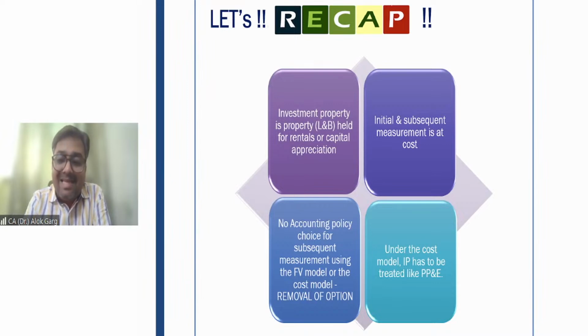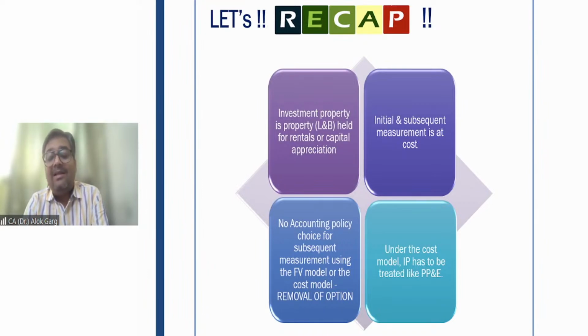Or the company is actually using it for earning rental, then it is an investment property. Or the company has purchased it and is just keeping it idle for the sake of capital appreciation, it is an investment property. Okay. Investment property will be recognized when the future economic benefit is probable and cost can be measured reliably.